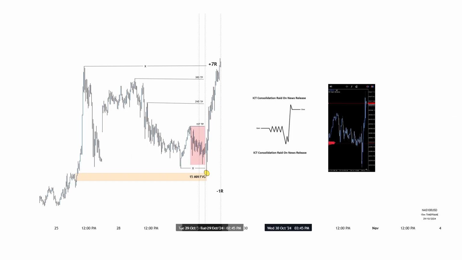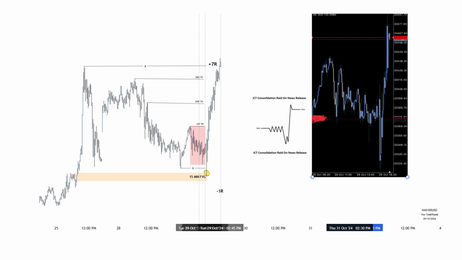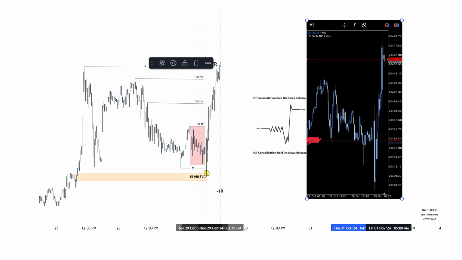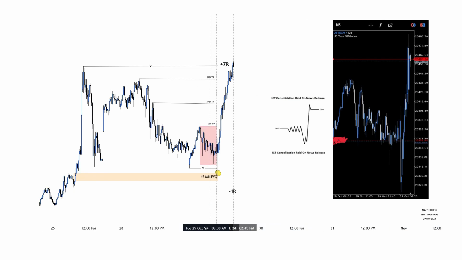Now that we are on the charts, the hidden ICT concept that I'm about to explain to you guys is called the ICT consolidation raid on news release. This concept worked perfectly when we have news releases. As you can see, this was the trade right here, just like I told you guys, exactly where I entered. I usually move my stop loss to break even, and we had this beautiful rally right here, and this was the exact same trade. As you guys can see, the exact same setup.